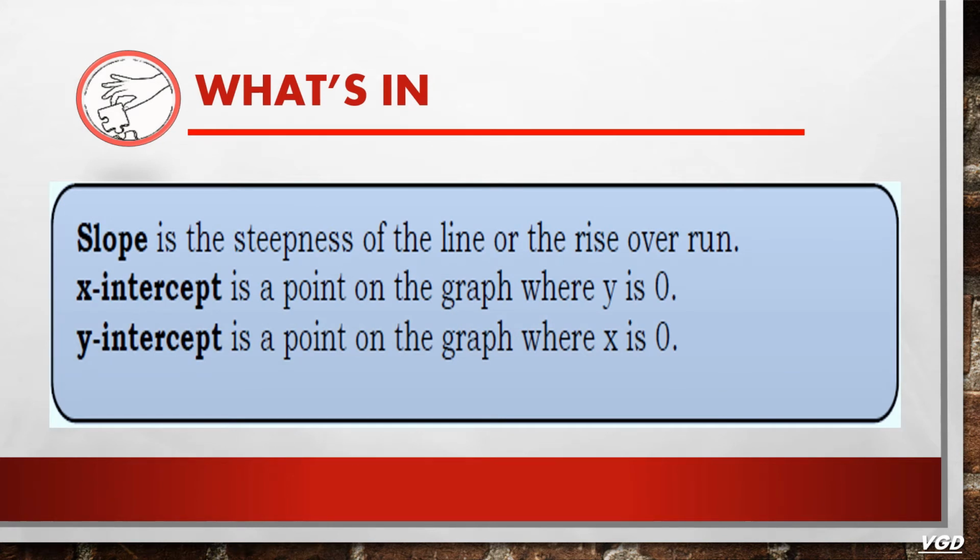What's in? Take note, slope is the steepness of the line or the rise over run. An x-intercept is a point on the graph where y is equal to 0 and y-intercept is a point on the graph where x is 0.